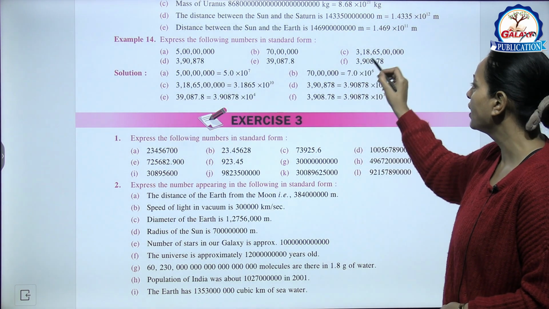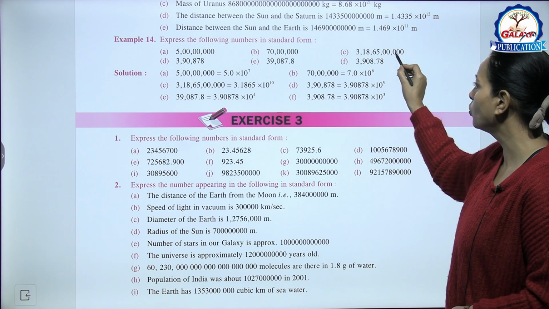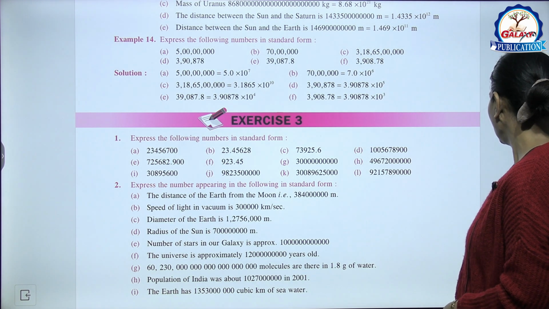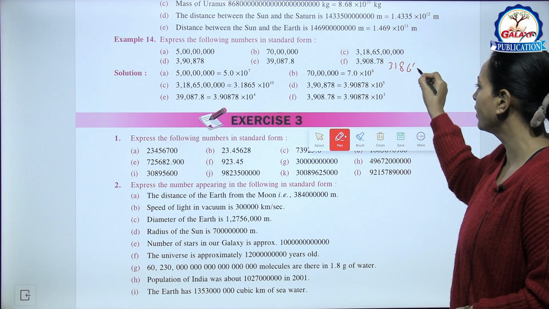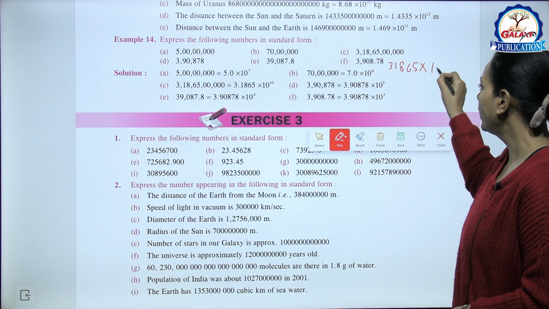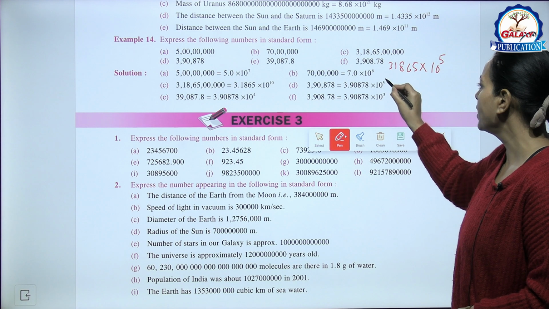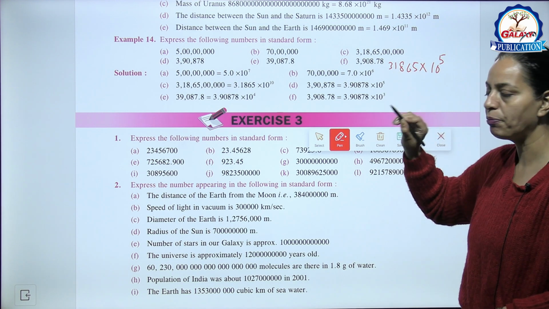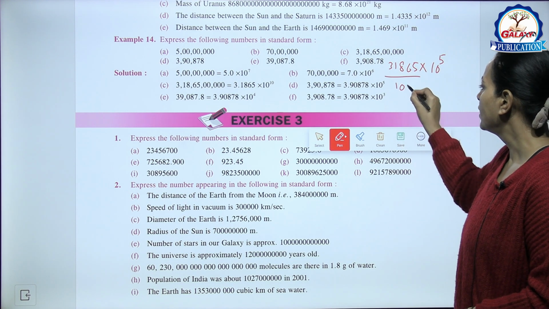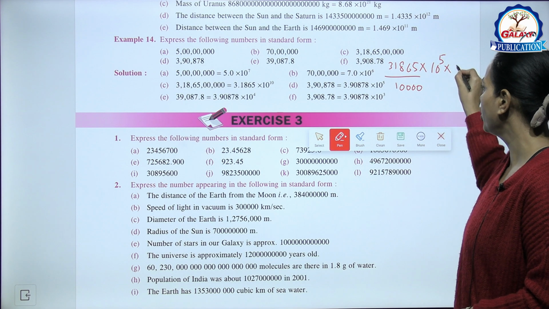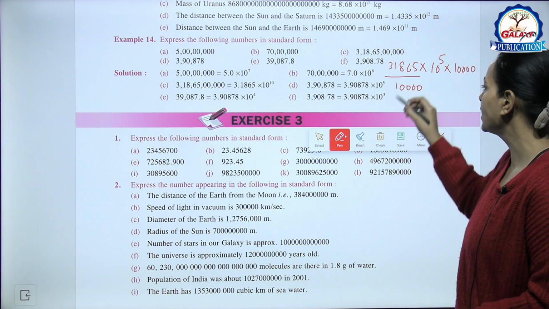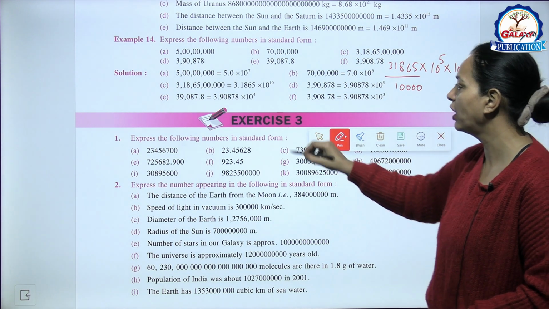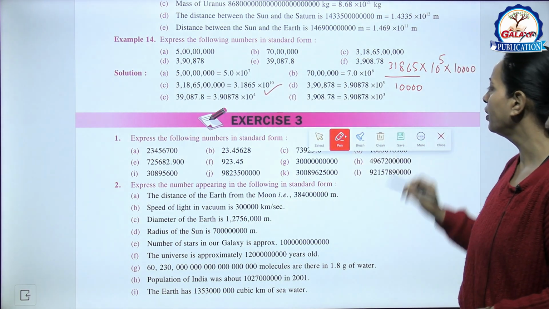This is the standard form. Now C part, here this number and 1 2 3 4 5 zeros. So what will you write? You will write 31,865 into 10 raised to power 5. Where do we have to put the decimal? Before 4 digits. So we need 4 zeros below and we will multiply by 4 zeros as well. So the answer is 3.1865 into 10 raised to power 10.